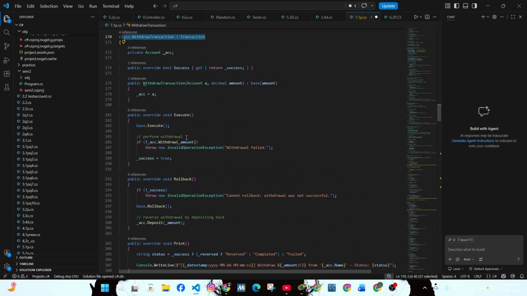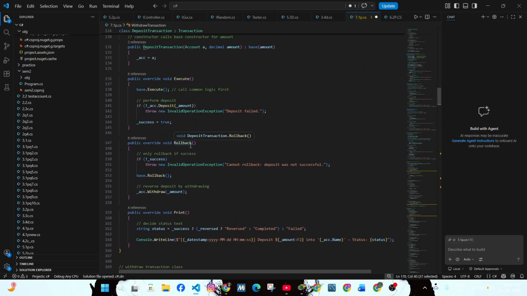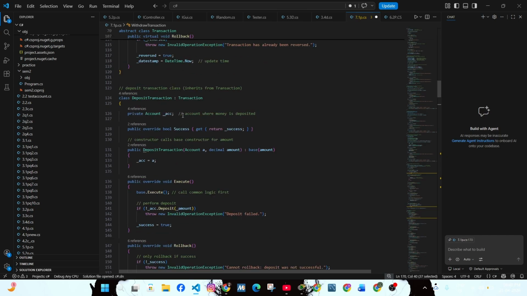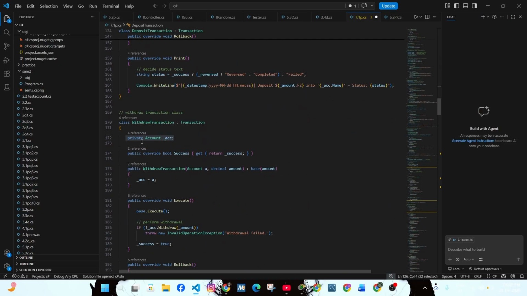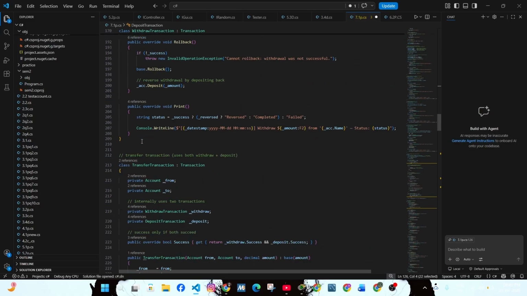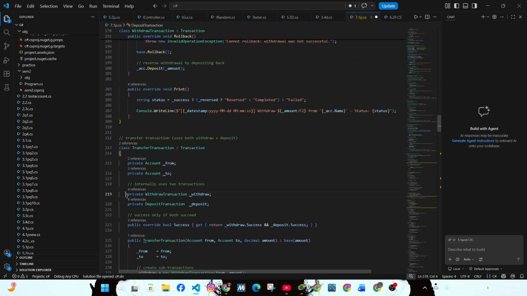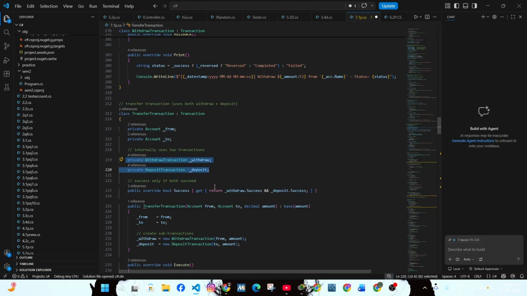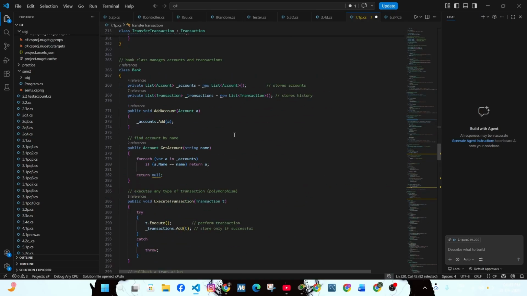I will show you in the deposit transaction, we have this private account ACC. So then next I will show you composition is implemented in this transfer transaction. You can see here private withdraw transaction withdraw, private deposit transaction deposit. Then next we have the aggregation, which is shown in the bank class using this private list accounts and then this private list transactions.